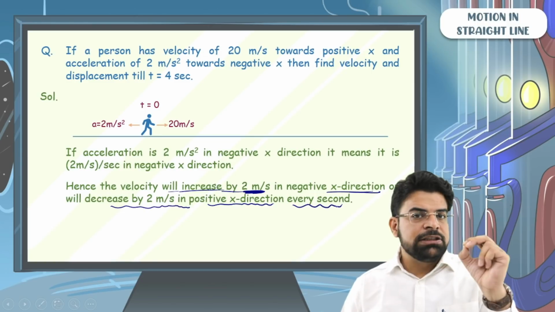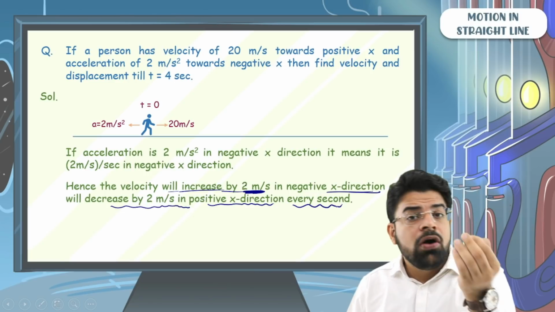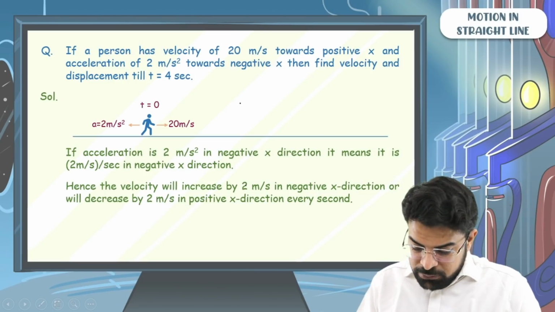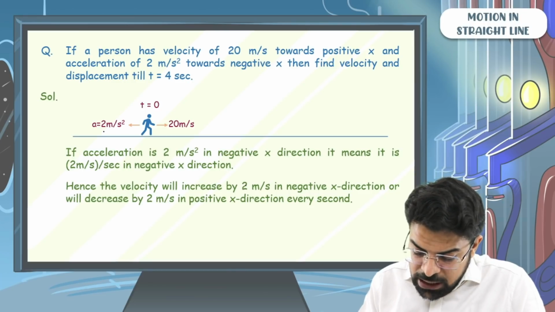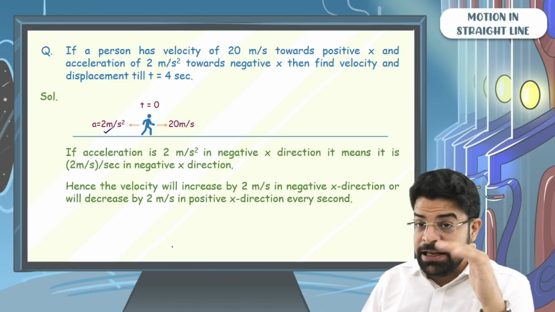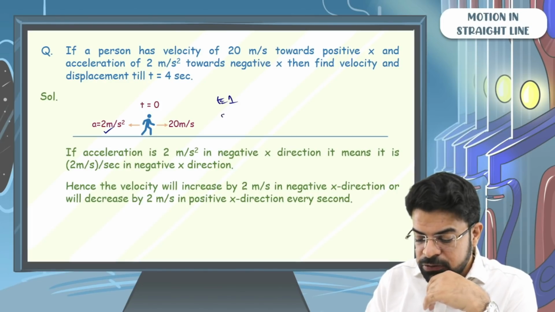So every single second the velocity will increase by 2 meter per second in negative x direction or will decrease by 2 meter per second in positive x direction. So we will say every second the velocity increases backward by 2. It decreases forward by 2. So can you tell me what will be the velocity at time equals 1 second?